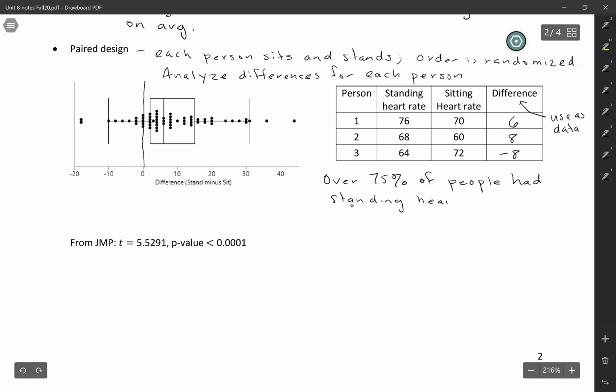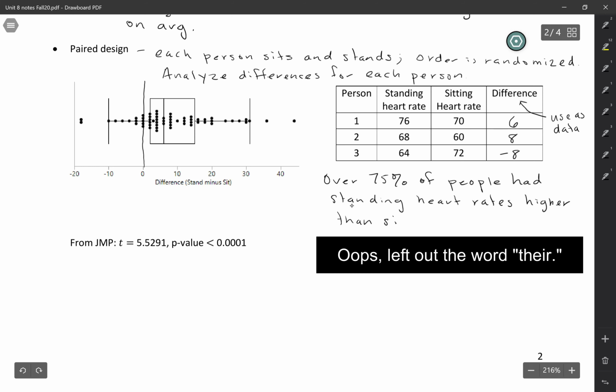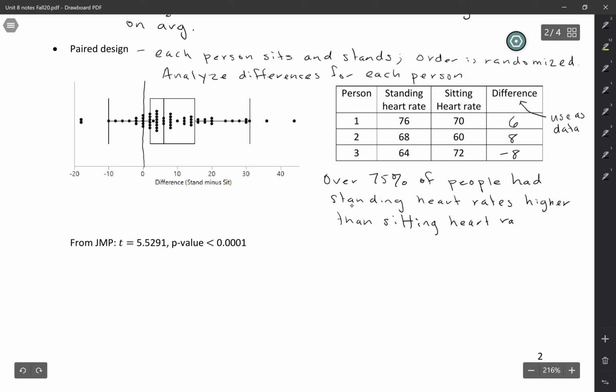So that seems pretty convincing, right? If over 75% of people have standing heart rates higher than their sitting heart rates, it does seem like there's a tendency for standing heart rates to be higher. So it looks more convincing, I would say. Let's actually do the test though.